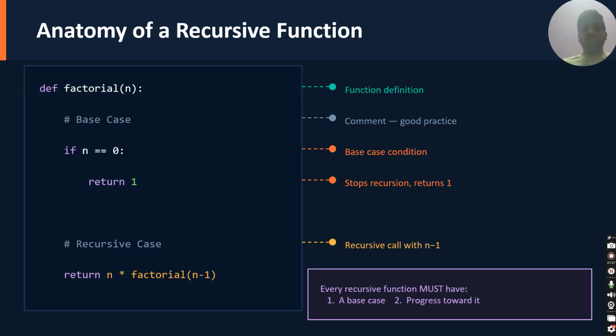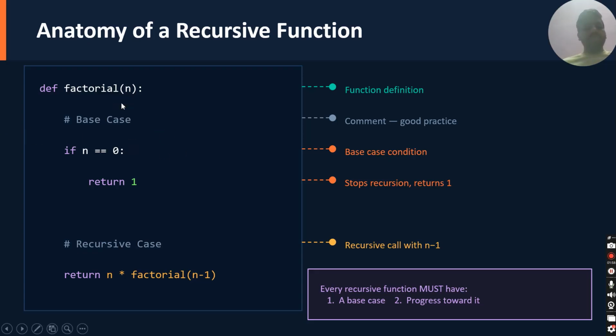And let us go with the clear anatomy of a recursive function. So here we can see the factorial function, which is the best and easiest example for recursion. The base case is: if n equals 0, return 1. It means that if the value reaches 0, it should not return 0, it should return 1 and stop the recursive calls and finally return the value of factorial.